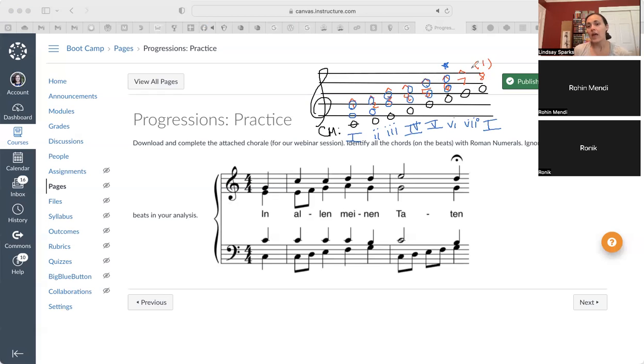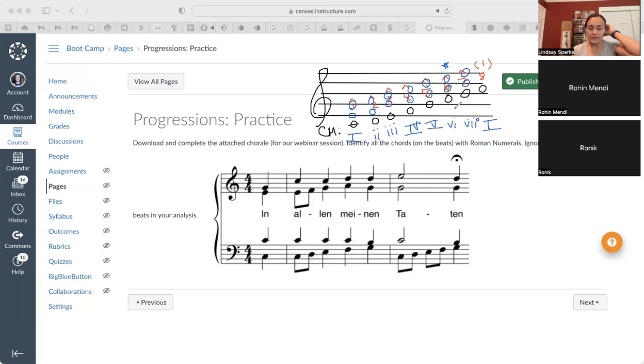Lowercase 6. 7 is a bit weird because if we stack up B, D, and F, we actually get a diminished triad. There are 2 minor thirds here, one on top of the other. That's the only time it happens diatonically, meaning that it's just part of the regular scale. We don't have to add any accidentals into it. And that's the only time that happens. So it's the 7th scale degree.